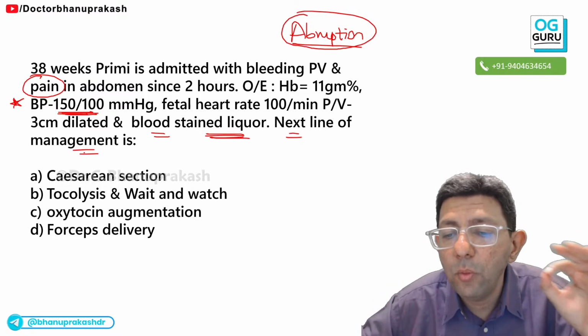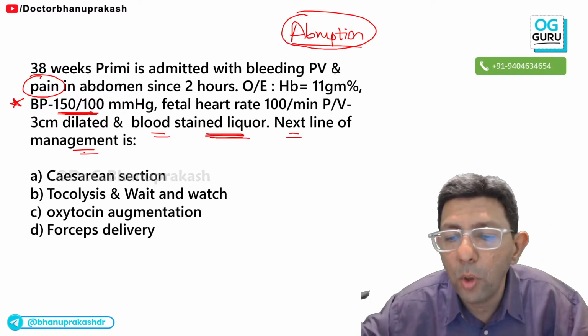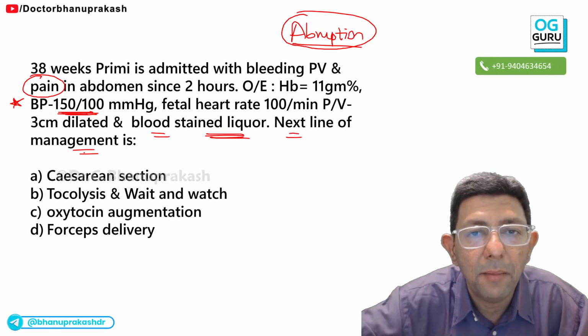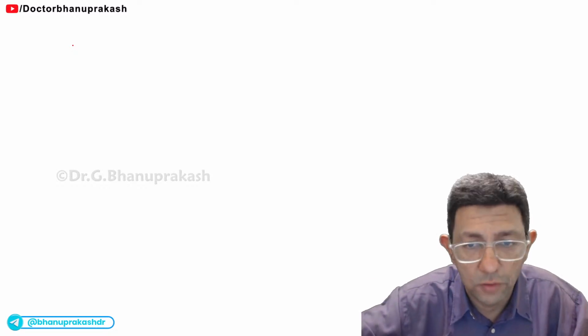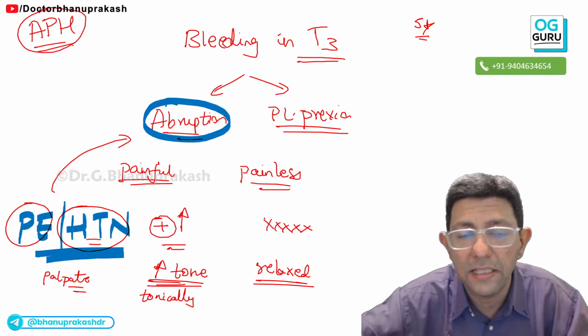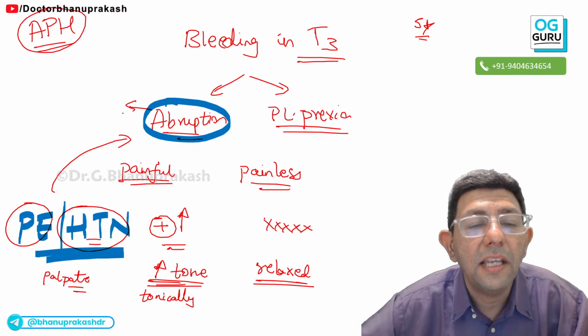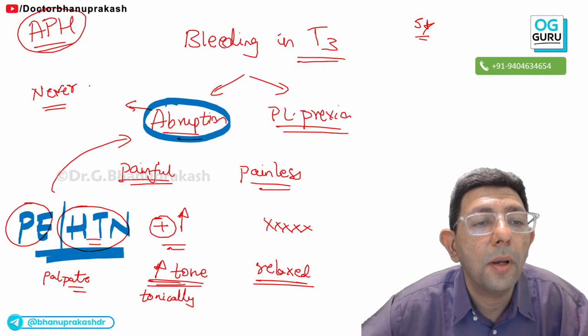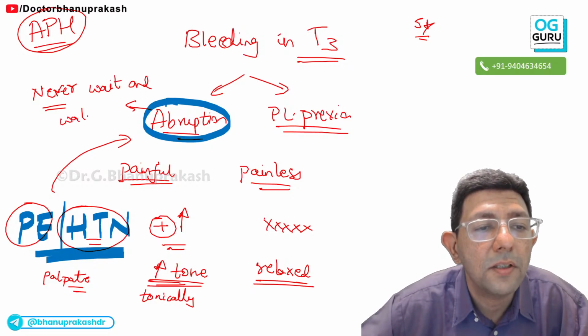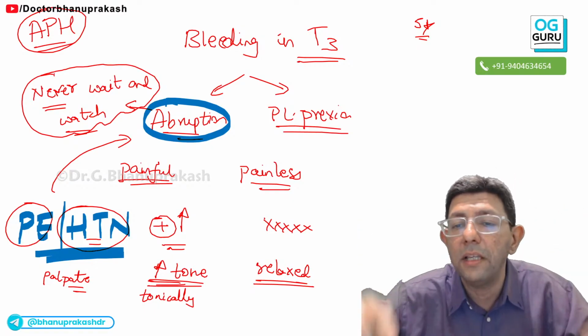Can you tell me one more important point? Remember this, my dear students: in abruptio placentae, never wait and watch and never give tocolysis. Abruption is always progressive, it will always increase. So in abruption, you never wait and watch, otherwise the bleeding will keep on increasing.